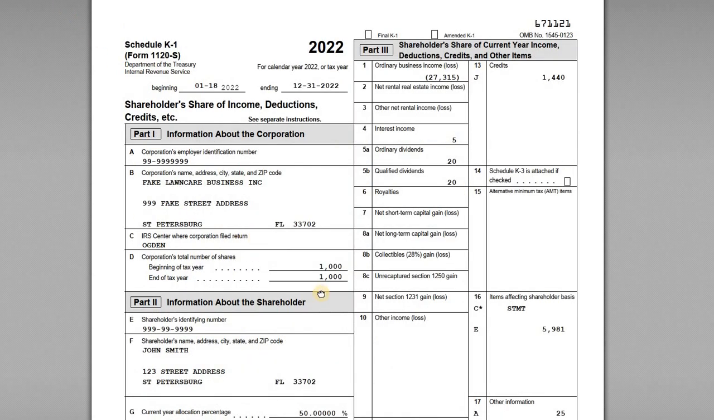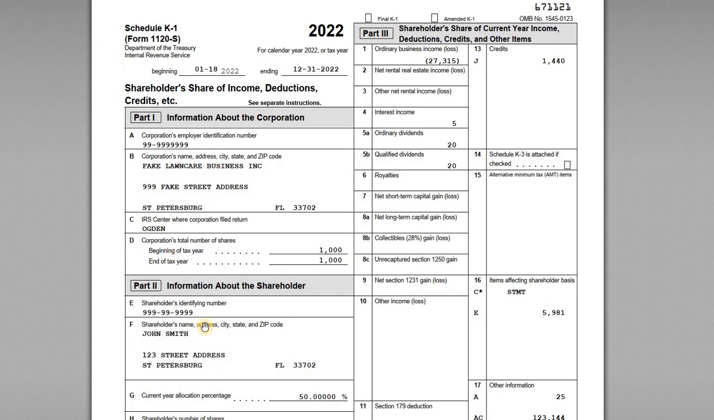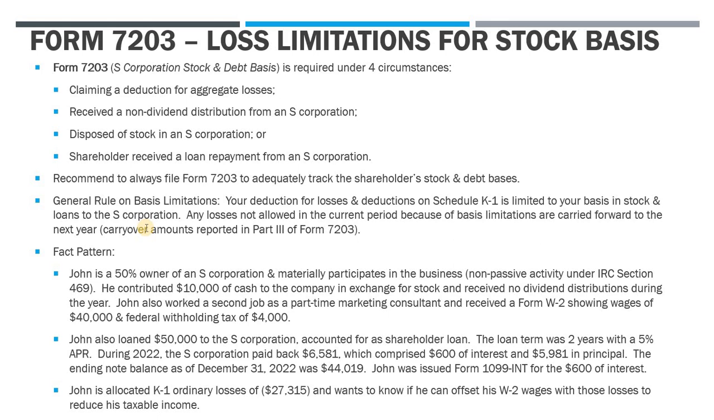And then we do have the K-1 for John. So this is from his S corporation. He is a 50% owner and he is being allocated these ordinary losses here on line 1. So we'll look at the K-1 and the basis reconciliations as well. And then lastly, we have a slide that covers the fact pattern itself.